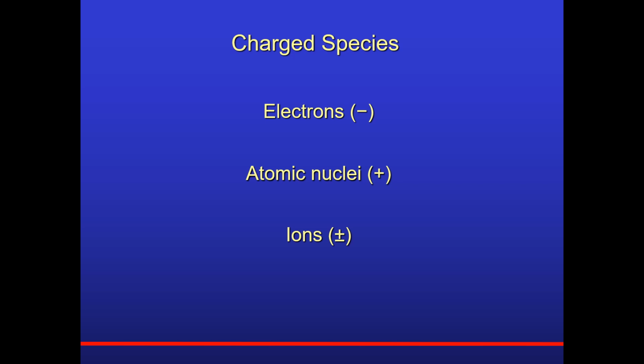Let's consider the most common charged species. First on the list, let's consider electrons. They have negative charge. They are going to be critical as the prime actors in electrical circuits. Electrons moving through conductors, moving through wires. What about atomic nuclei, which are positively charged? Well, these really are not going to enter into our study of electrical phenomena. They're not going to really be involved.